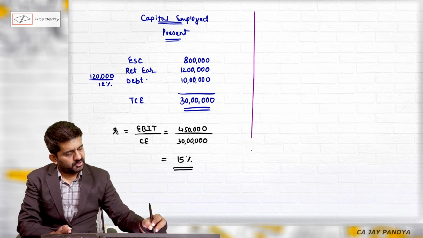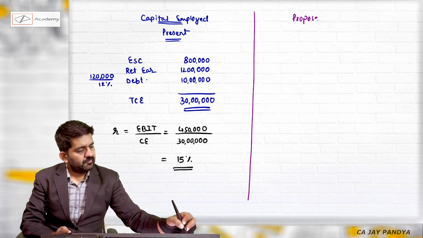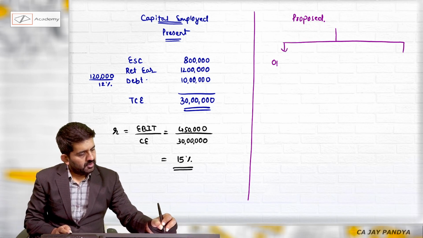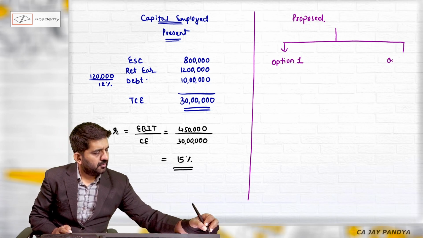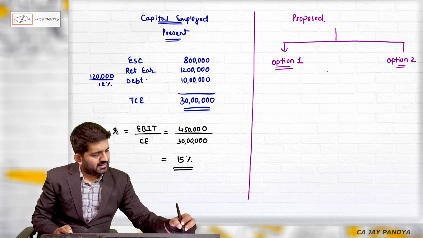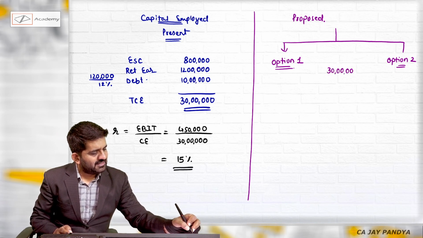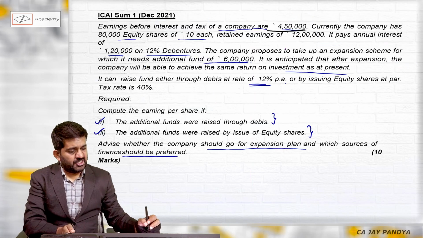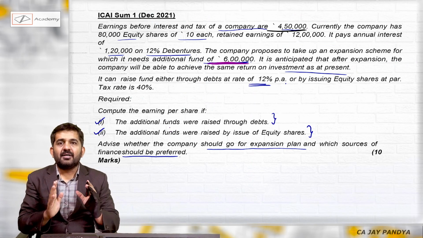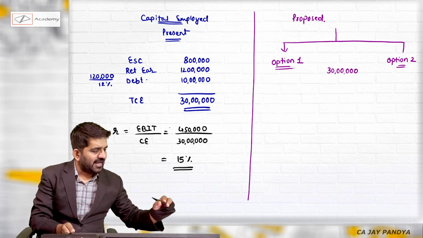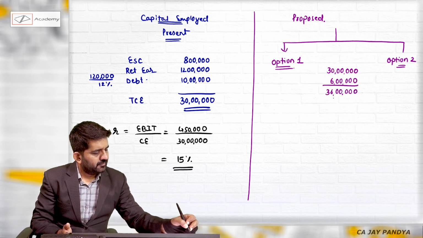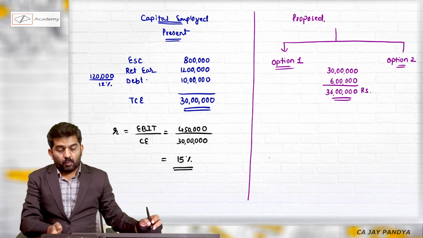Try to understand the proposed situation. If in the proposed situation I go for option number 1 or option number 2, under both cases my current capital employed is 30 lakhs and an additional 6 lakhs rupees will be raised either through equity or through debt, but ultimately only 6 lakhs rupees will be raised. So my capital employed will be 36 lakhs rupees.